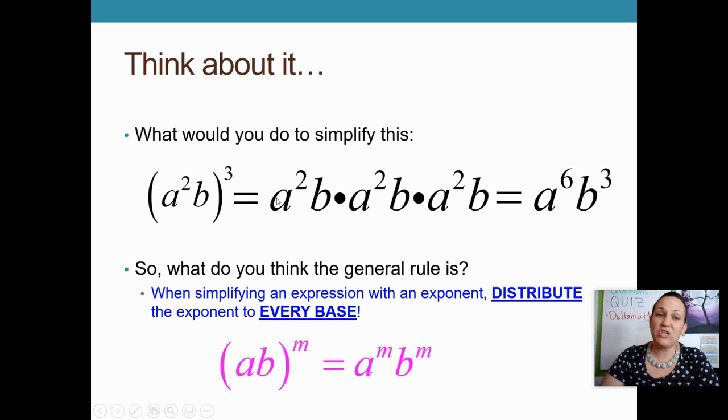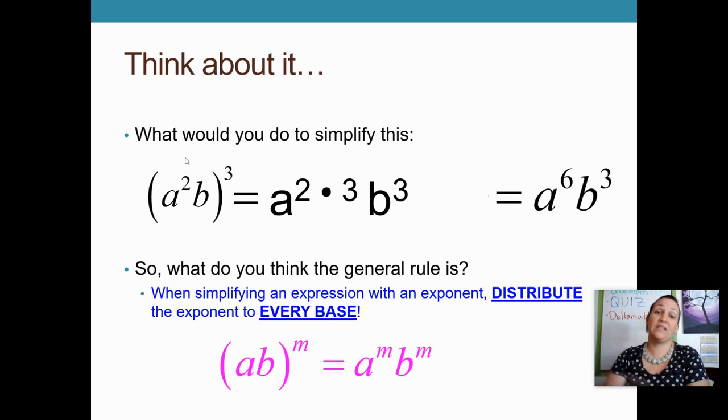Now, this original example was a little bit more complicated than the pink equation is. So while we did distribute the 3 to every base, if a base already has an exponent, you need to multiply with the pre-existing exponent. So like the A already had an exponent of 2. So when I distribute the 3 to that, I'm going to multiply it with the 2 that was already there. And then since the B did not have an exponent written down, I could just give it an exponent of 3.